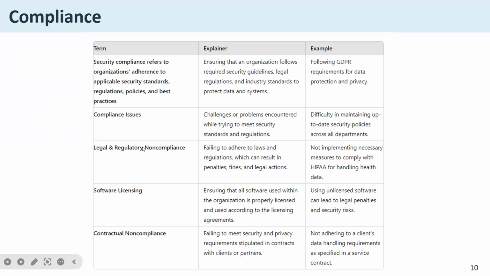Then we have legal and regulatory. For legal and regulatory, it has to be something that has to do with a law, like HIPAA, PCI, GDPR, and the rest. For software, it has to do with when the license was not paid for, or it was not used, or it was cloned, or reverse engineering was done, and maybe something that looks like it from the core of the original software was used, or you have issues where you have contractual non-compliance.